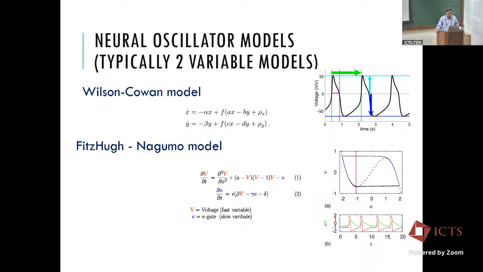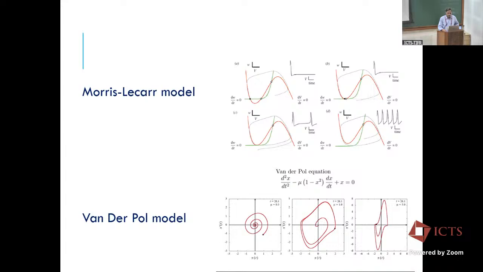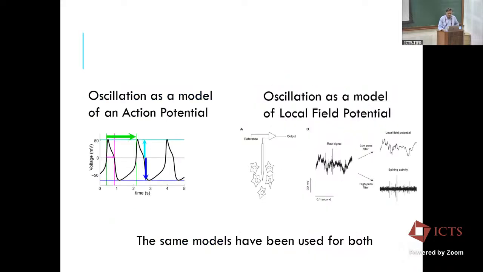Now, there are also two-variable oscillator models, which are used for dual purposes. Sometimes these oscillations signify single action potentials, sometimes they signify ensemble activity, and people have been using both ways. Such oscillator models include the Wilson-Cowan model, the FitzHugh-Nagumo model, which is a reduced version of the Hodgkin-Huxley model, and the Morris-Lecar model. Van der Pol is a much simpler, more abstract oscillator model, used extensively in engineering to model all sorts of oscillations.